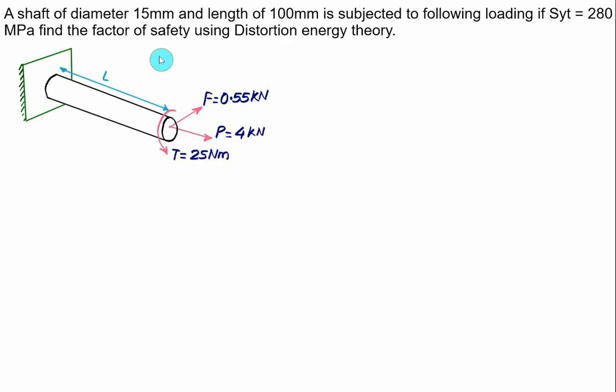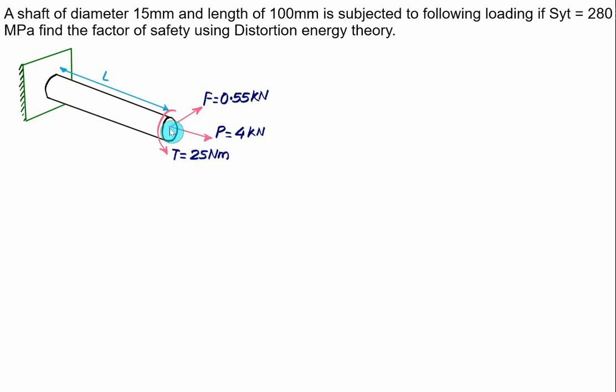A shaft of diameter 15 mm and length 100 mm is subjected to the following loading. If S_yt is equal to 280 megapascal, you have to find the factor of safety using the distortion energy theory. This one is a slightly typical problem because the loading is complex.